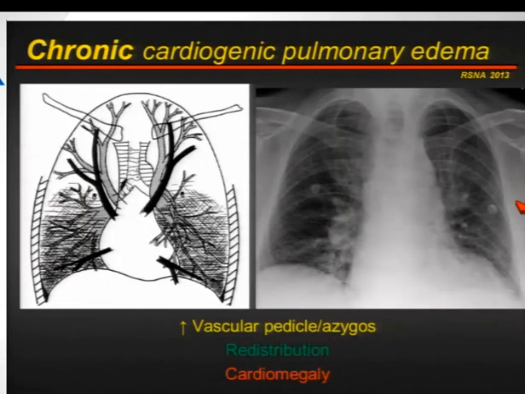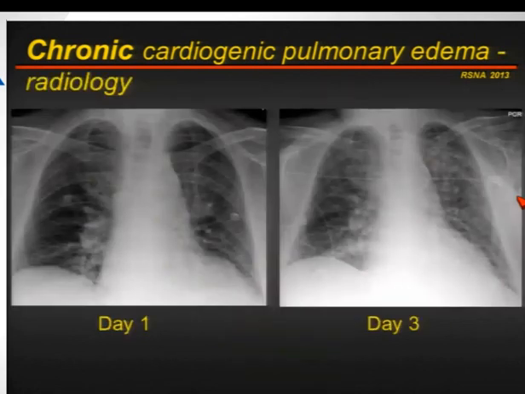This is an example of a patient with increased vascular pedicle and azygos vein. He has cardiomegaly and redistribution of the pulmonary blood flow. This is another example where we can see that the redistribution, which is a potentially chronic situation the patient arrives with, has progressed to interstitial pulmonary edema.